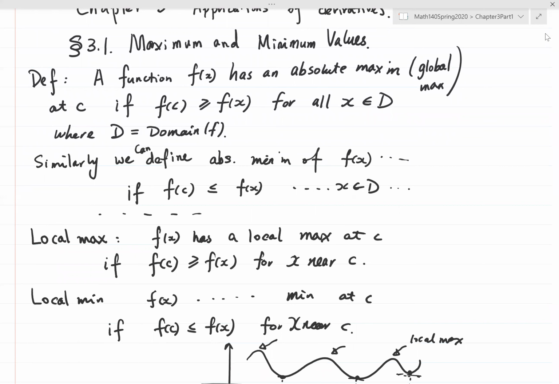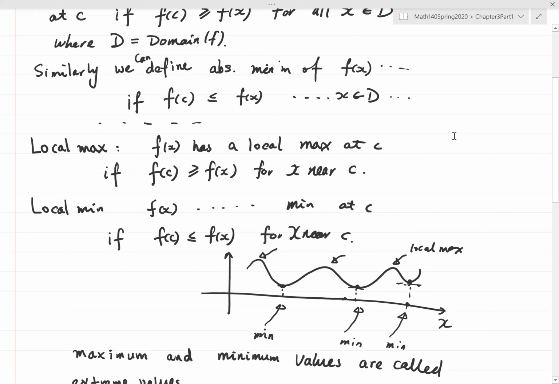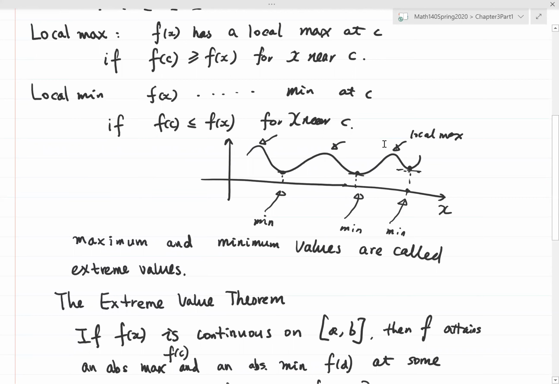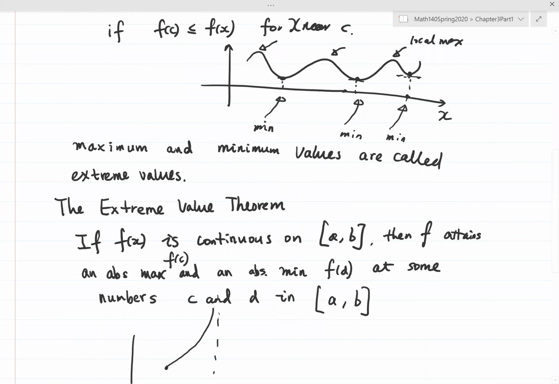Definition of maximum and minimum: we have a local maximum if the value is locally greater than any other function values, and similarly we have a local minimum. And then we have global maximum and global minimum. Global maximum is obtained by comparing local maxima. The maximum among local maxima gives us the global maximum, and the minimum among the local minima gives us the global minimum. All these maximum and minimum values are called extreme values.